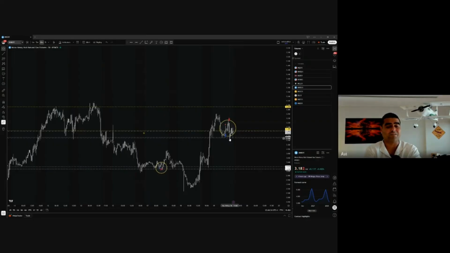This thing already made a move down. It's two different things. So there's really nothing going on here. No setup at all. I don't see anything.